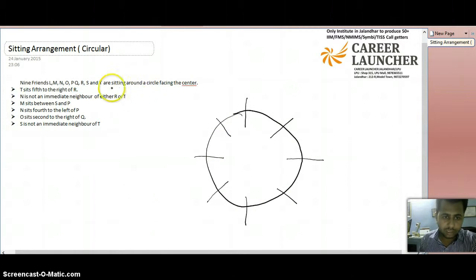Now the question says sitting around a circle facing the center. So make these lines arrows so that you know in which direction they are facing. Why is this arrow important? Because if this arrow is not there, somebody may consider, let's say this is A, this is the left of A and this is the right of A, right? Which is wrong, because A is facing inside, so his left and right is also according to his inside direction. So left would be in this direction, and right would be in this direction, right?